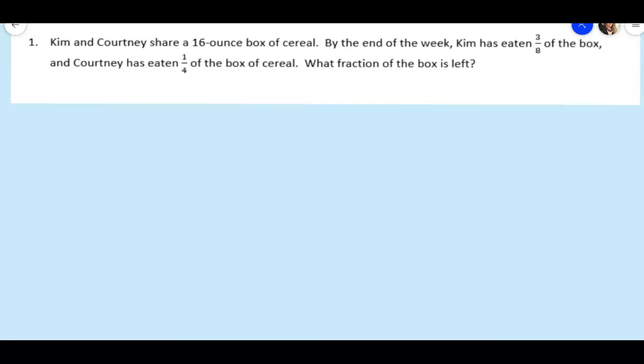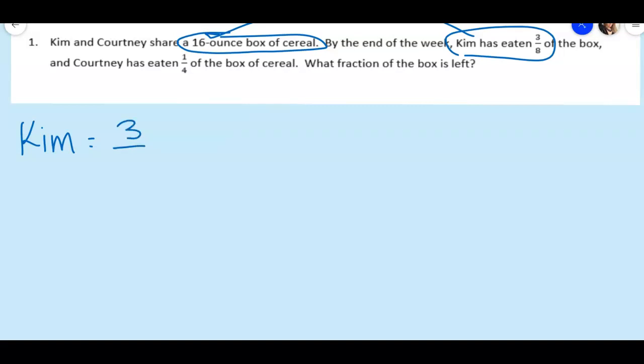So let's go ahead. We can solve this two different ways. First, let's just look at what Kim ate and then what Courtney ate. So let's take a look at Kim. It says that she ate 3/8 of the 16-ounce box of cereal. So this is what we've been working on. We're going to figure out what 3/8 of, that's a multiplication sign, 16 ounces is.